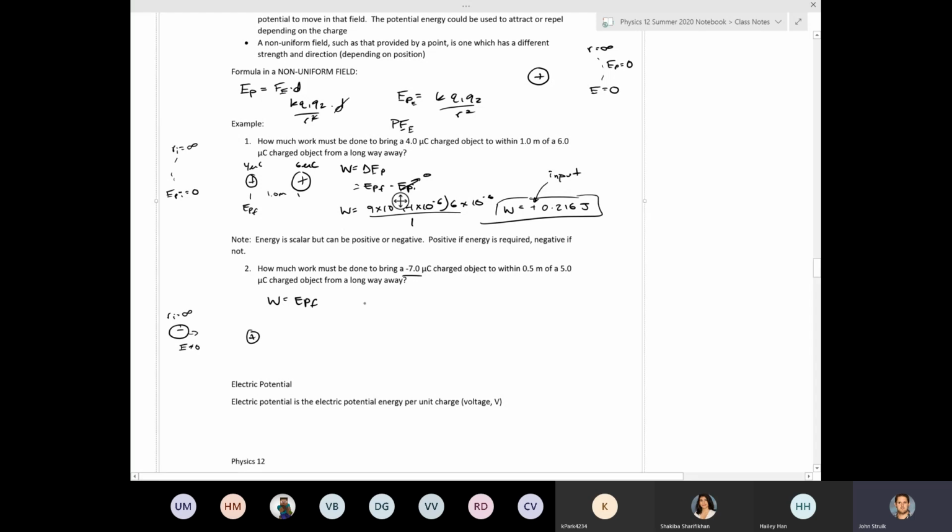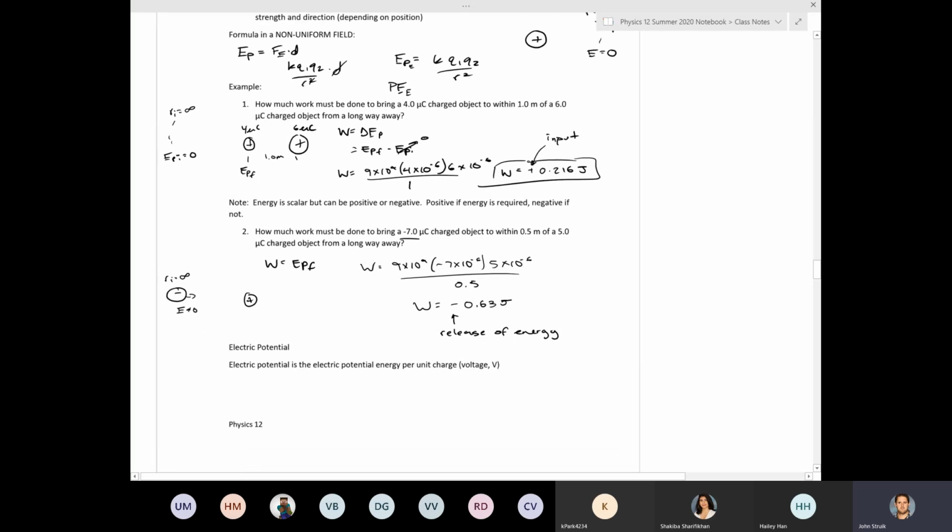And so if we use this equation, we get 9 times 10 to the 9 times negative 7 times 10 to the negative 6 times 5 times 10 to the negative 6, and then divide by 0.5. This comes out to be negative 0.63 joules. Okay, now this is a release of energy.